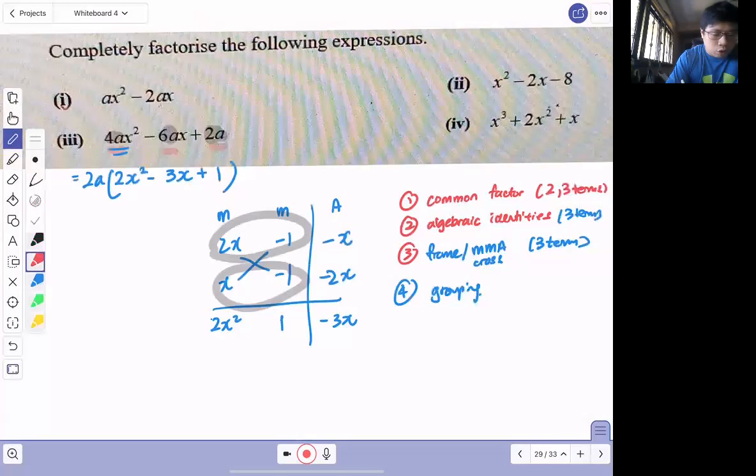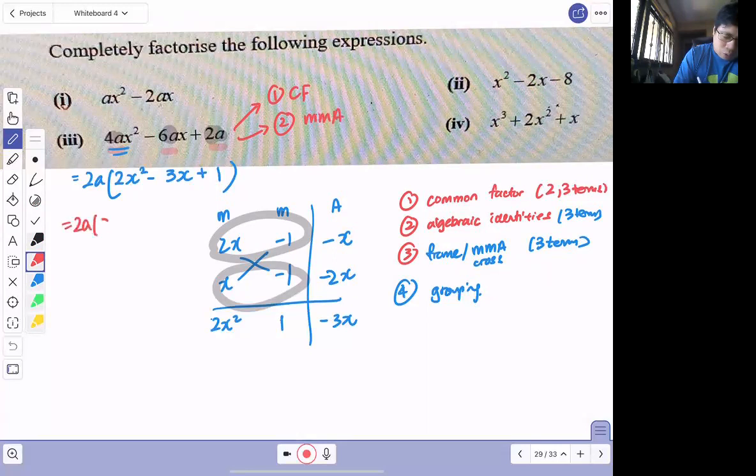I want to share with you that I employed 2 factorization techniques here. One is common factor and one is the MMA method. The answer is 2a bracket 2x minus 1, x minus 1. Okay, thank you.